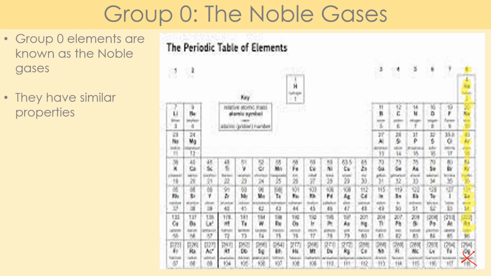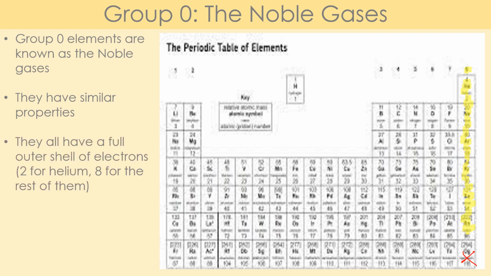Now they all have similar properties. They're all in the same group for a reason. It's because they have similar properties. Now they all have a full outer shell of electrons. That is 2 for helium. That's a slightly different one. The rest of them will have 8 electrons on their outer shell. That's why they're sometimes referred to as group 8 or group 0.